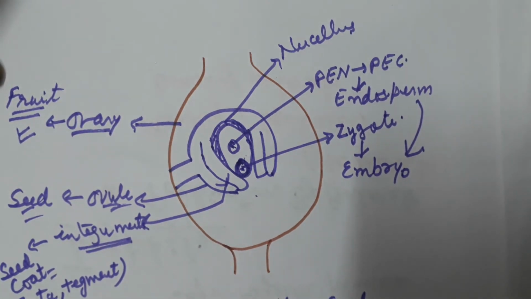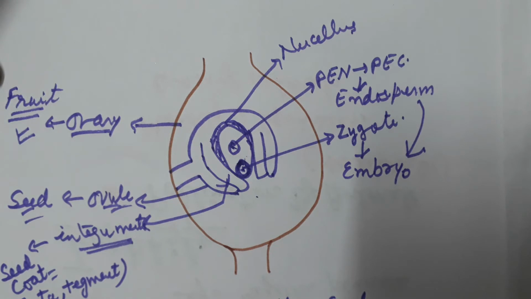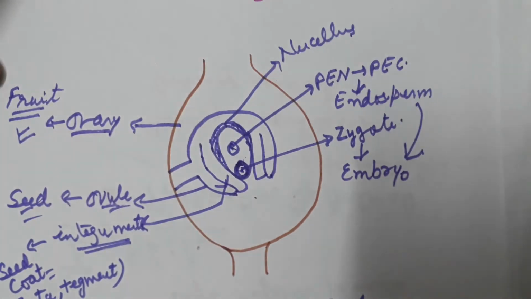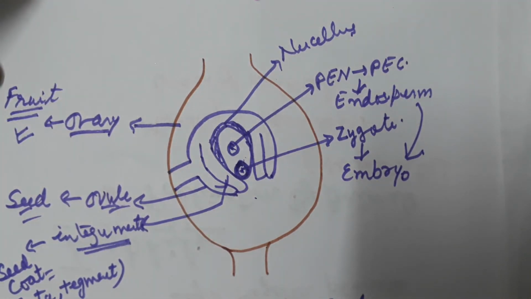And after the complete formation of the seed, in some seeds endosperm is not present. They are known as non-endospermic seeds, and in some seeds endosperm is present, so they are known as endospermic seeds.